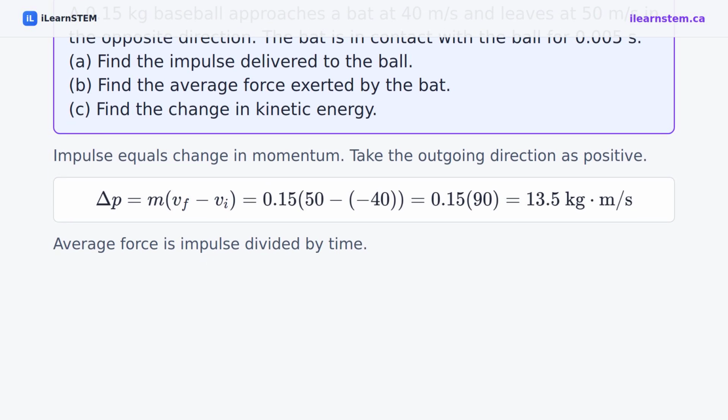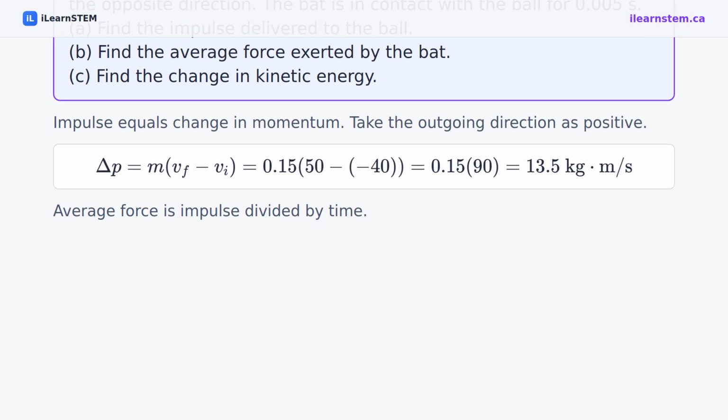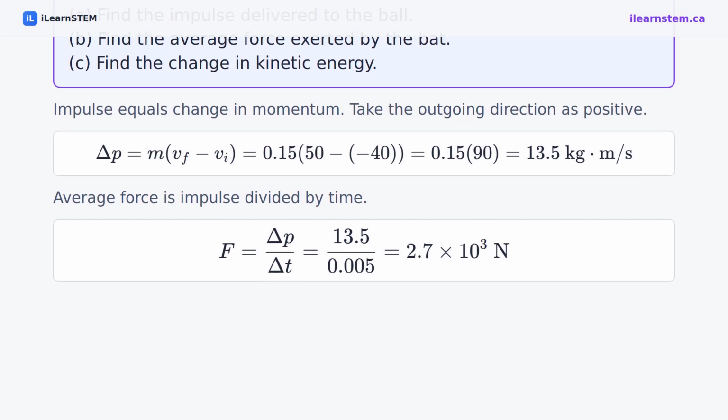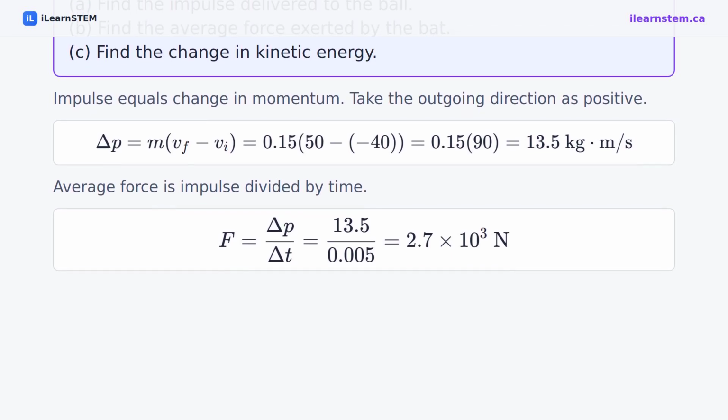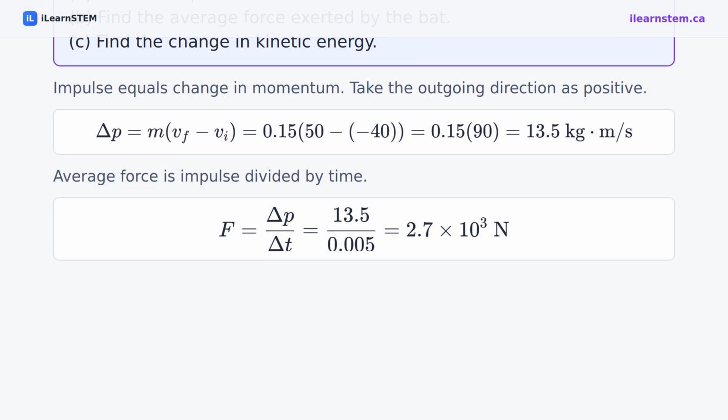Next, average force is impulse divided by contact time. Force equals 13.5 divided by 0.005, which gives 2.7 times 10 to the third newtons.